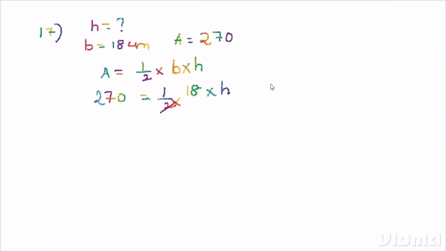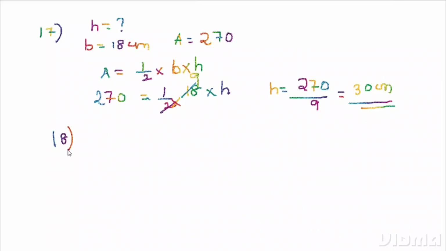If I cancel 2 and 18, I will get that 270 is 9h. So h will be 270 by 9. So that gives me 30 centimeter. So this is the height of the triangle. So this was the 17th question. Let's move on to the 18th question.